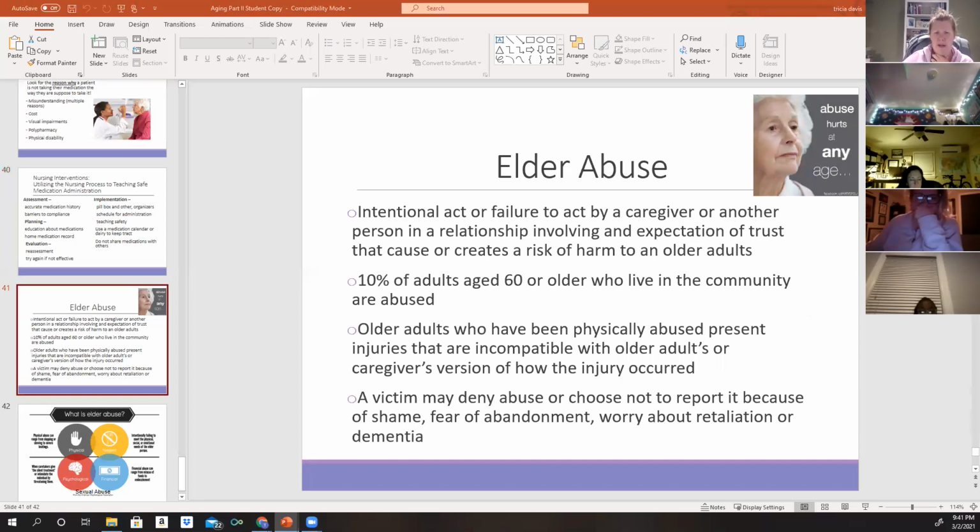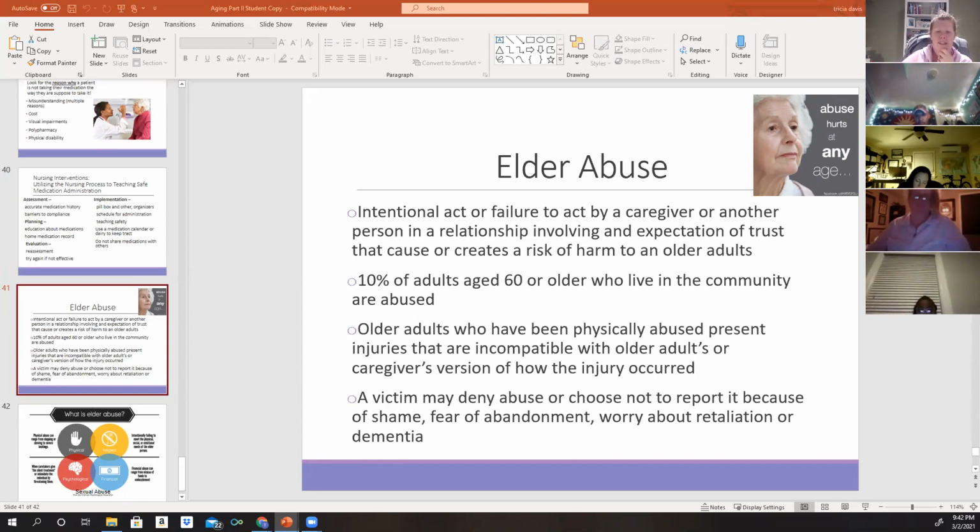We talked about elder abuse with our patients, that this is something that we unfortunately see. Elder abuse can be an intentional or unintentional act, or failure to act, by a caregiver or another person in a relationship involving an expectation of trust that causes or creates a risk of harm to older adults. So 10% of those adults age 60 and older who live in a community are abused.